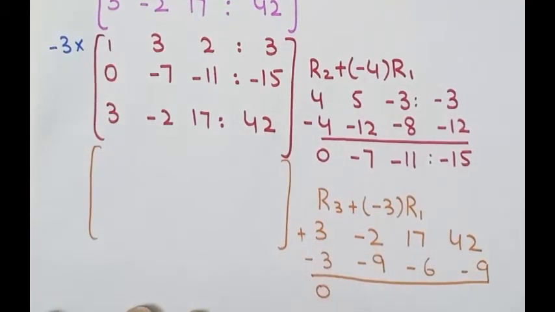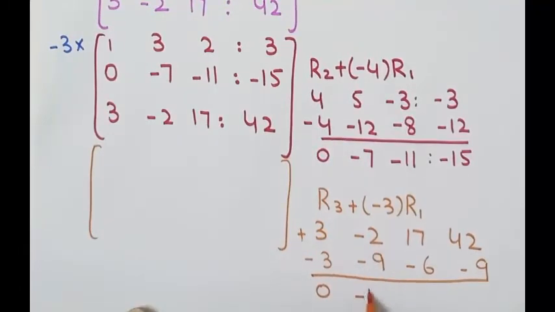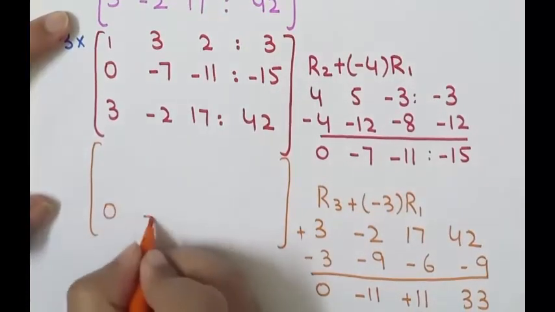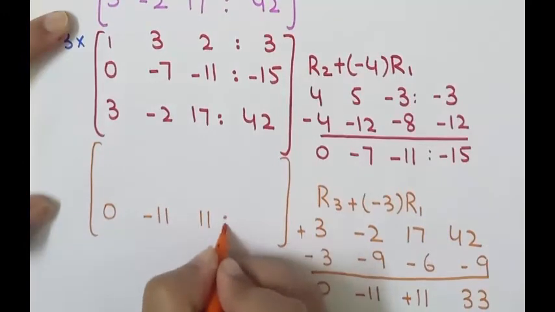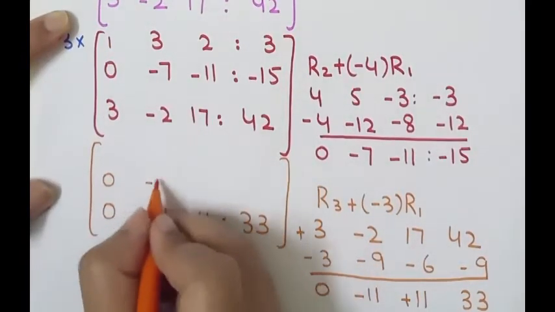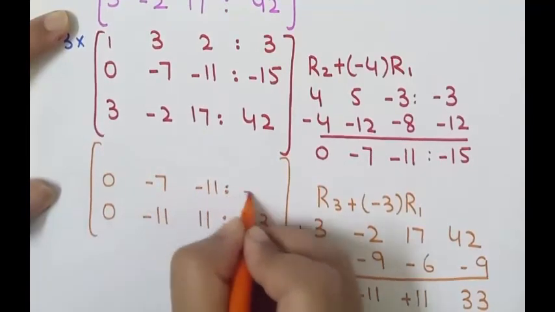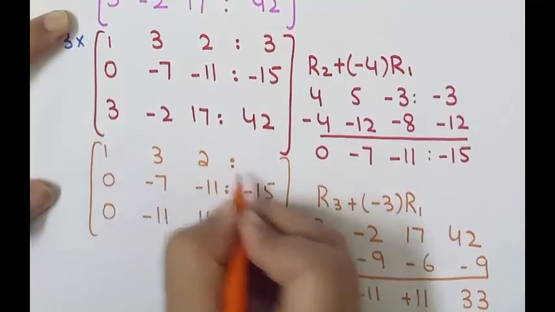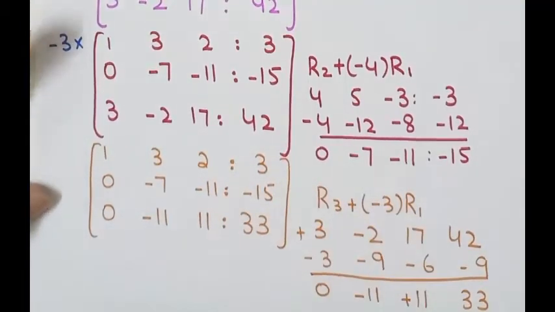This is 0, minus 2 minus 9 is minus 11, 17 minus 6 is positive 11, and 42 minus 9 is equal to 33. So this is row 3: 0, minus 11, 11 and 33. The other two rows will be unaltered. Row 2 is 0, minus 7, minus 11 and minus 15, and the first row is 1, 3, 2 and 3.